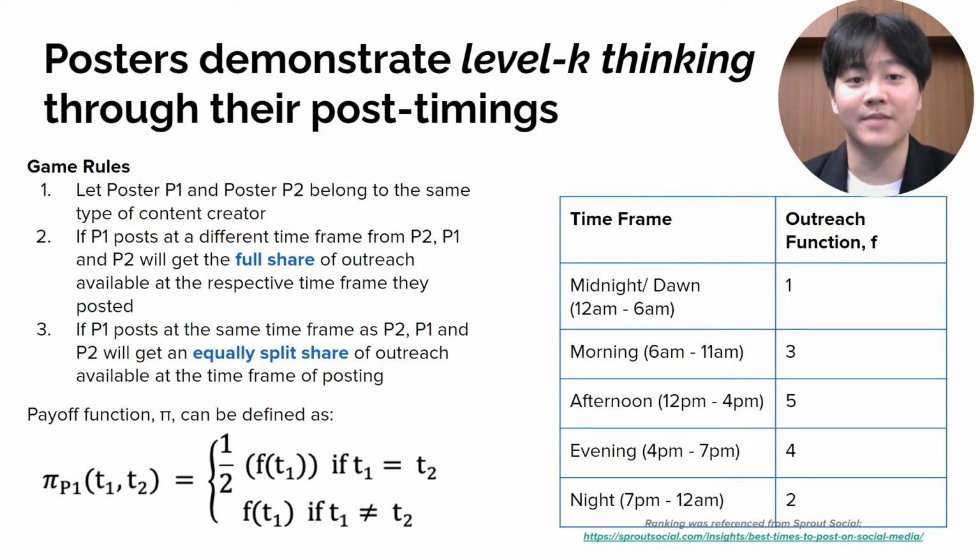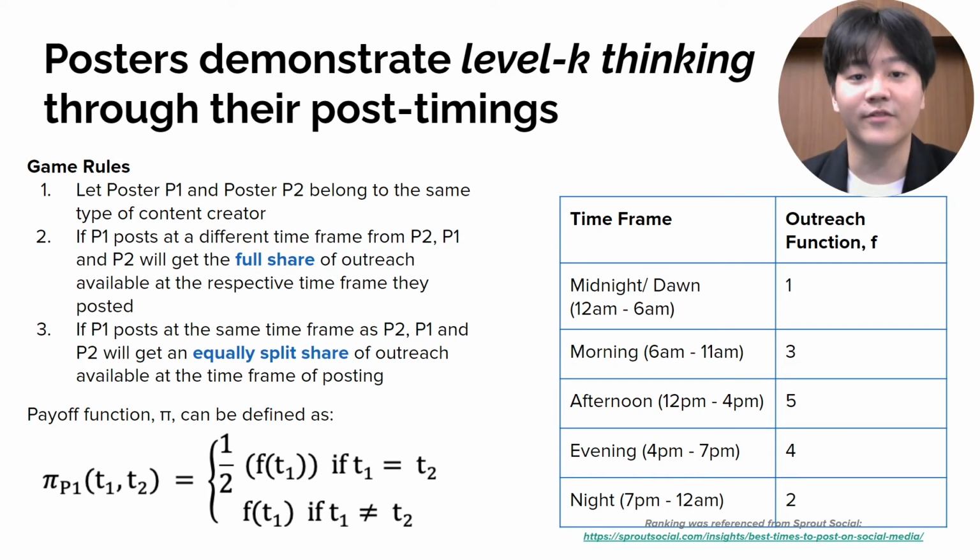We model the posting game as follows. Poster P1 and poster P2 are competing with each other for the same audience. If P1 posts at a different time frame from P2, P1 and P2 will get the full share of outreach available at the respective time frame that they posted. After all, the audience will only see each one of their posts. However, if P1 posts at the same time frame as P2, P1 and P2 will get an equally split share of outreach available at the time. The audience will have to see both their posts, but will only have time to read one.